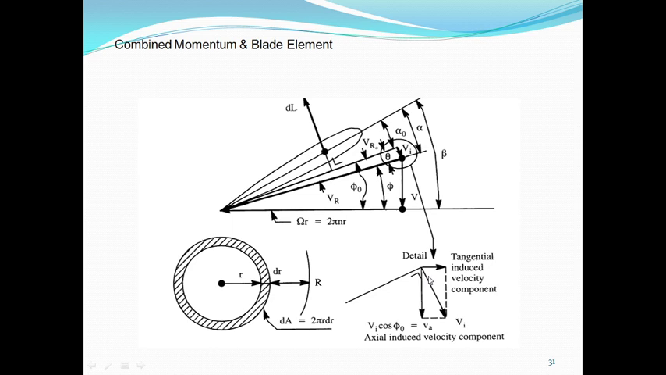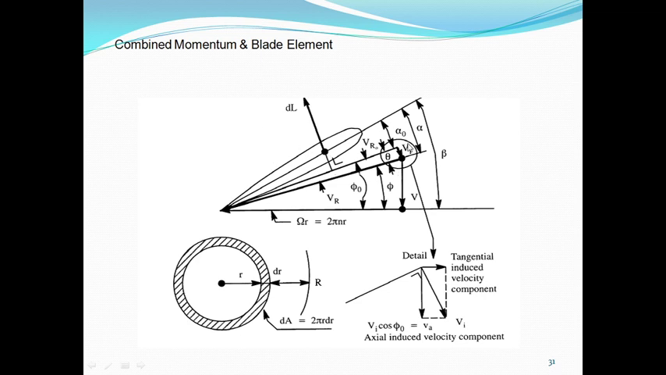Induced velocity is nothing but the velocity which is given to our propeller. When you consider the induced velocity, it has tangential and axial induced components. When you consider this axial induced velocity, the resultant velocity will change. Instead of this Vr, the resultant velocity is now Vr naught. So we are including the induced velocity in the blade element theory. That's the only difference between the combined momentum and blade element theory and the blade element theory.